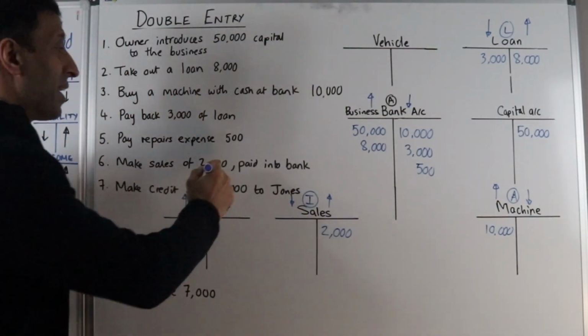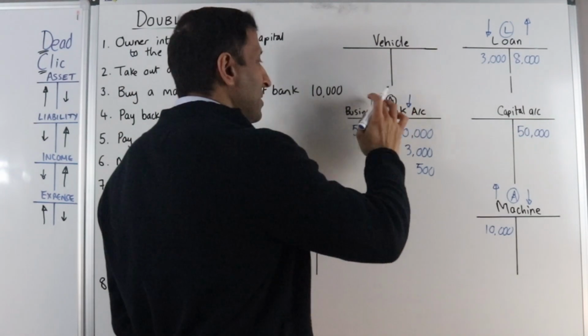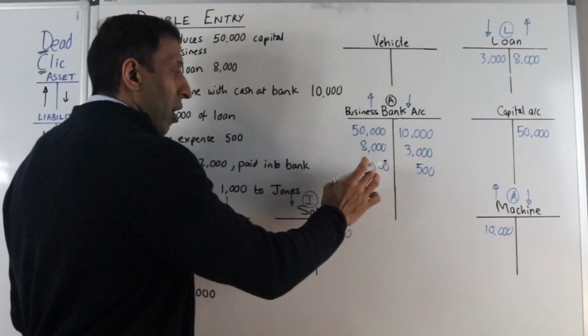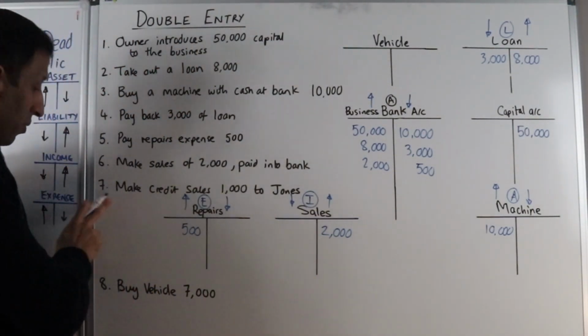Now that is paid into the bank, so the bank asset is going to increase. I'll go to the bank account, which is an asset, it's going to increase. I'll put a figure on the increase side, debit side. So again, I've debited and I've credited a different account. Last, we've got 2 more.